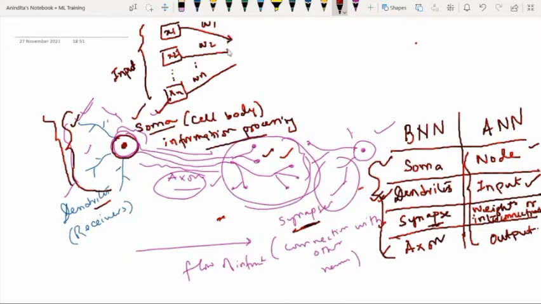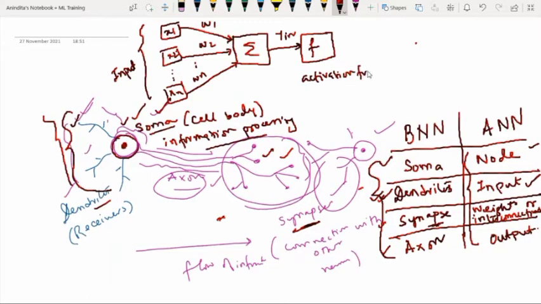Then we have one processing unit, that is soma. That is the information processing. So in order to perform information processing, here we have to perform two steps. The first step is known as summation, and after summation we will find some output, say y_in, and then here we have another processing concept which is known as activation function. And then finally we will get the output as y.